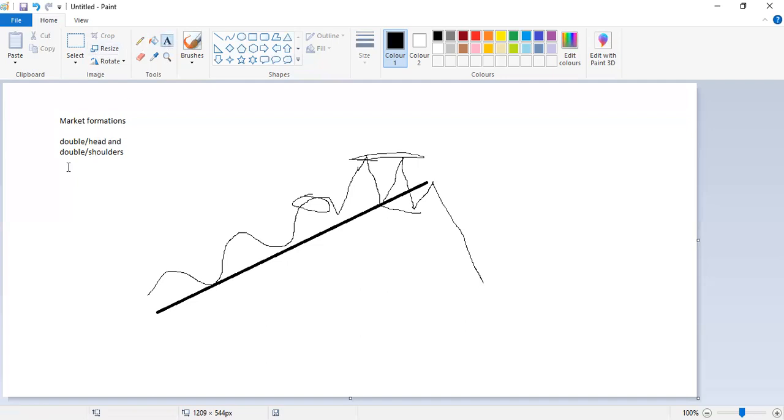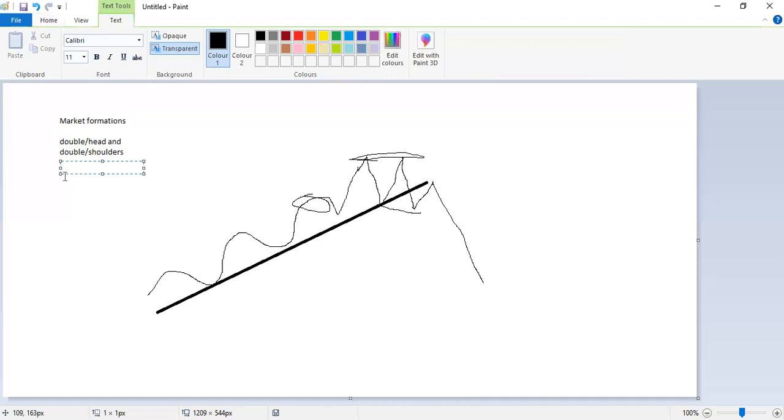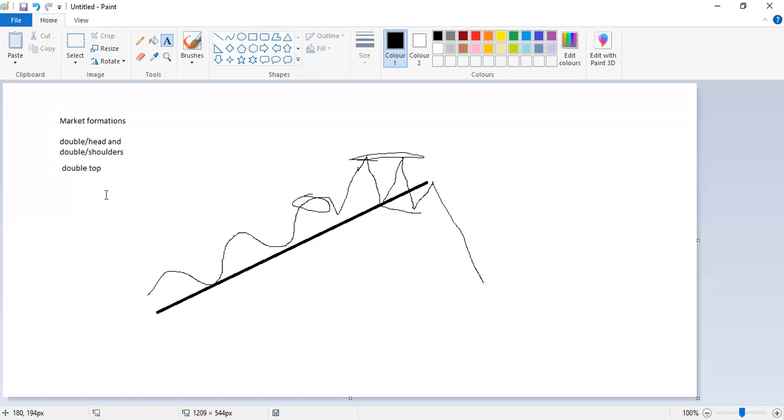So another one that we have is what we call a double top. It's similar to a head and shoulder. It's just that on this one, it does not show you the shoulder at first. It will only show you the two heads.